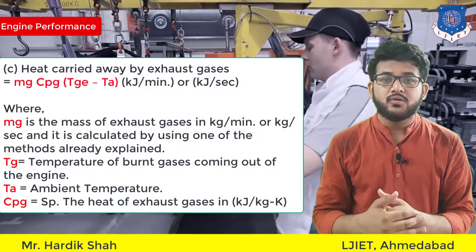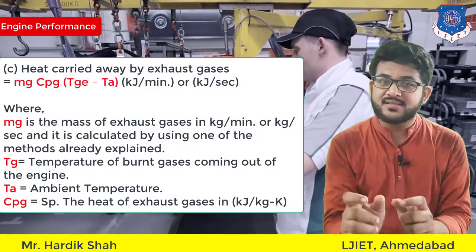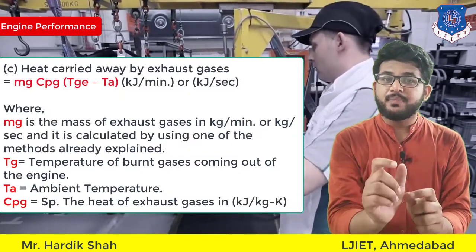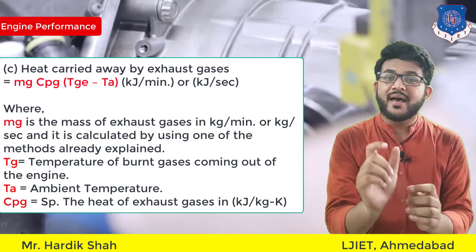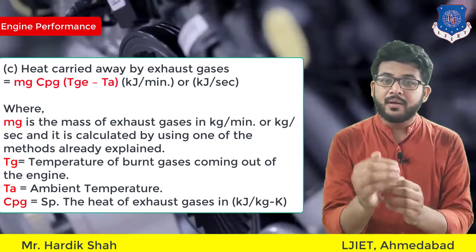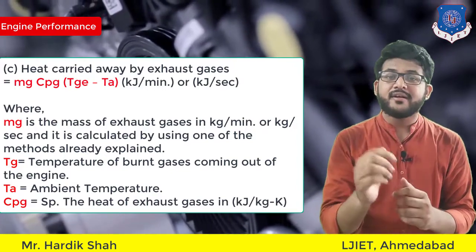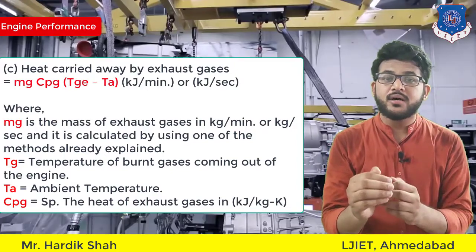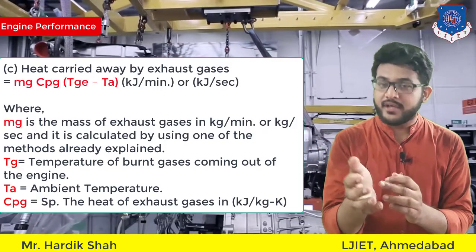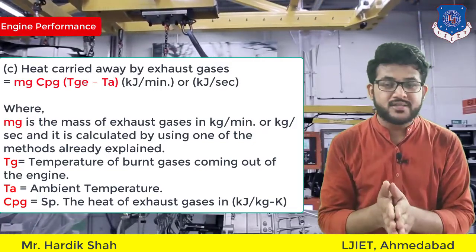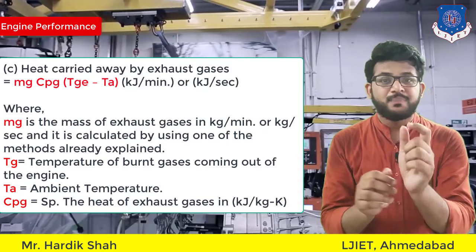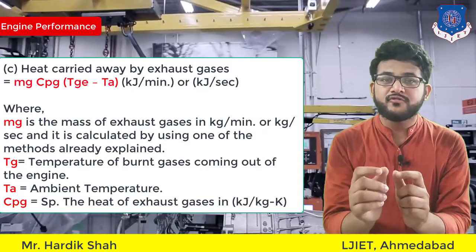Thereafter we have heat carried away by the exhaust gases, that is mg into CPG into (TGE minus TA), where mg is the mass of the exhaust gas in kilogram per minute or kilogram per second, TG is the temperature of the burnt gases coming out of the engine, TA is the atmospheric or ambient temperature, and CPG is the specific heat of the exhaust gas.